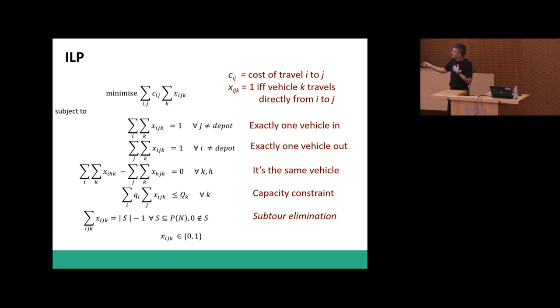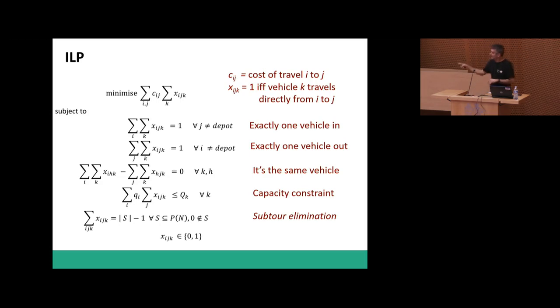So the sum over j here says that for this particular vehicle k, there is a vehicle that leaves node i. And if it leaves node i, I'll make sure that I can fit node i's load onto the vehicle. And then this all would work, that's all good.